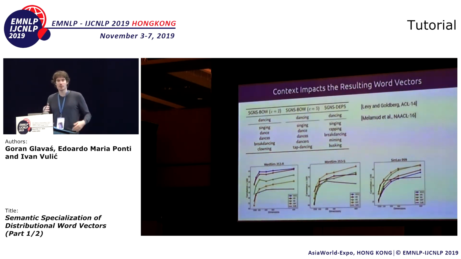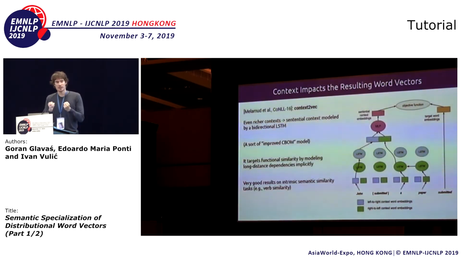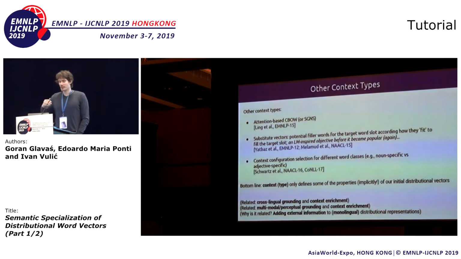But this is all just manipulating the context in an unsupervised way. And then you can impose even richer context. The context2vec paper, instead of doing the CBOW thing where you just sum up all the local neighboring words, had full-fledged sentential context implemented as bidirectional LSTMs, and this emphasized functional similarity even more. We saw some really nice results on, for example, verb similarity benchmarks that we're going to talk more about later on.